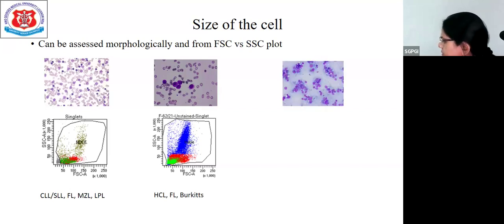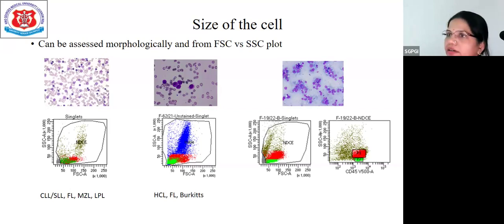And look at this. You have cells which are larger in size. And look at this plot, FSC versus SSC. Cells are much higher up on the side scatter when compared to this and this. And on CD45 versus side scatter, they are almost coming and lying in the monocytic region, right? Usually this area on the CD45 versus side scatter is occupied by the monocytes. This P2 is your mature lymphocytes. So here the cells are almost coming and lying in the monocytic region. So this kind of scenario is seen in large B cell lymphomas like DLBCL or THR-BCL.